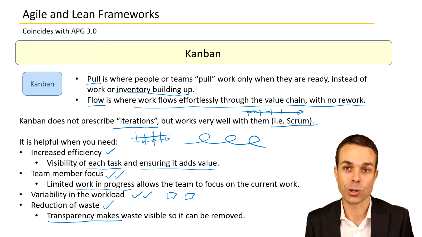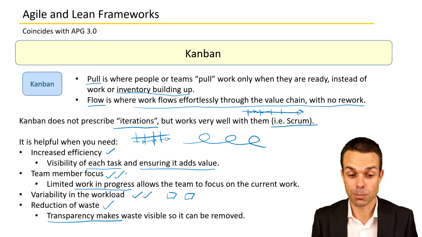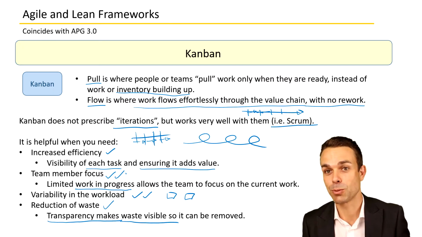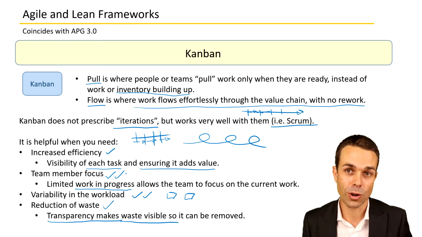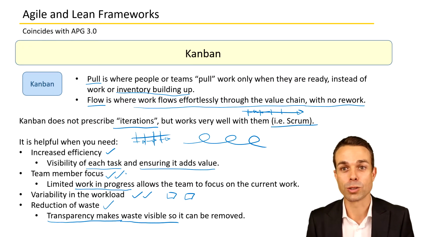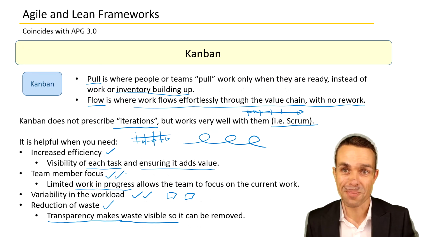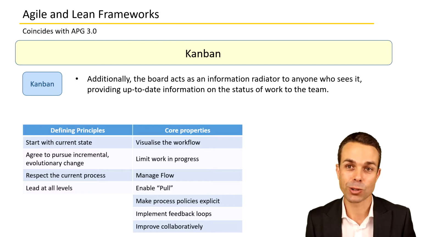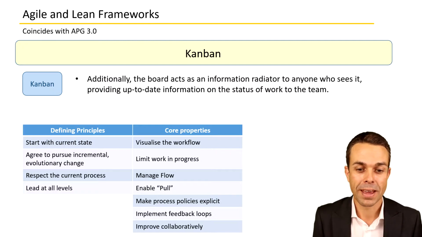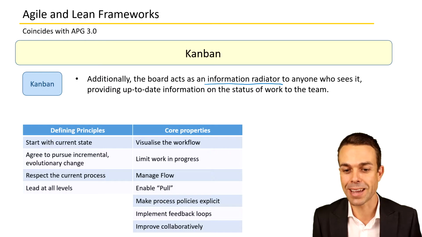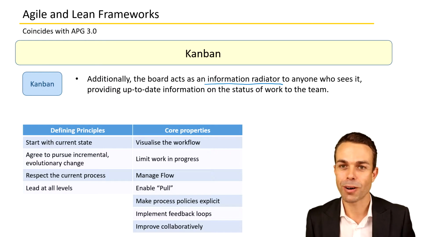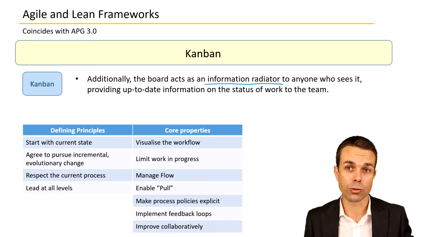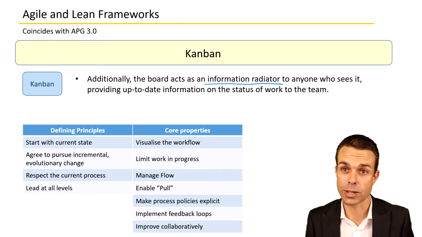Because the work is so transparent and visible, we can remove waste. We can see where things are blocked, where things are being reworked, and where things are not moving forward, and we can swarm around them and solve those immediately. Additionally, a Kanban board, especially a physical board out on the floor somewhere, acts as an information radiator to anyone who sees it. It provides up-to-date information on the status of work for a particular team, or even a particular group or organizational structure.